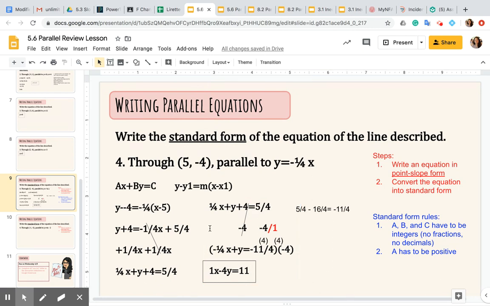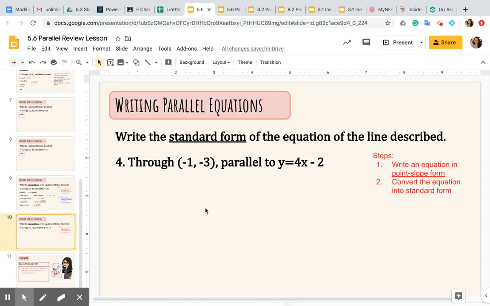Okay, so just to recap what we did here. I started by writing my equation in point-slope form. I then moved the x term to the left. I moved the constant to the right. I then cleared any fractions, and I ensured that the a value was positive. Let's do one more like this because in my opinion, this is the hardest type of problem.